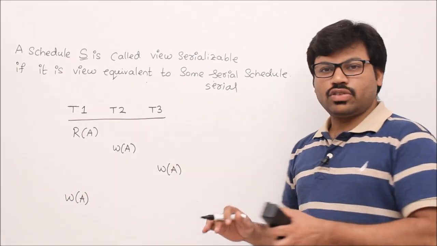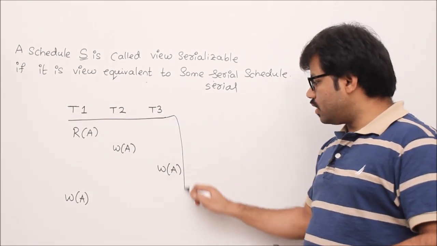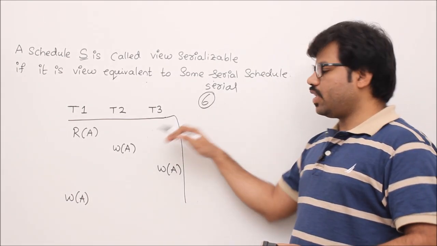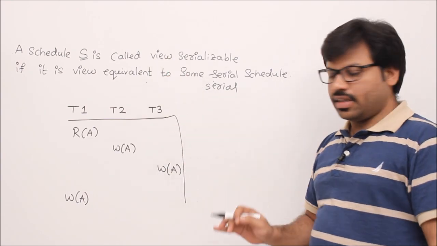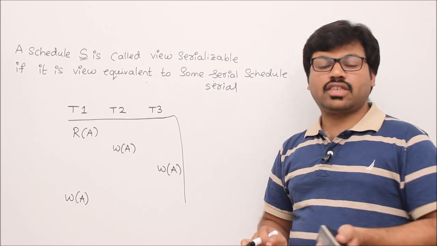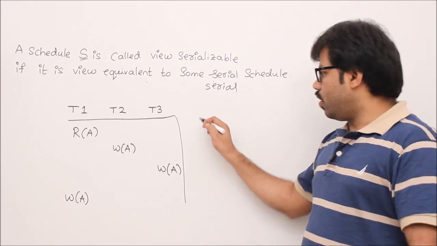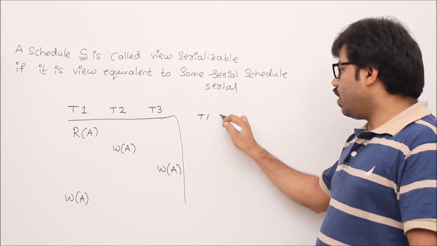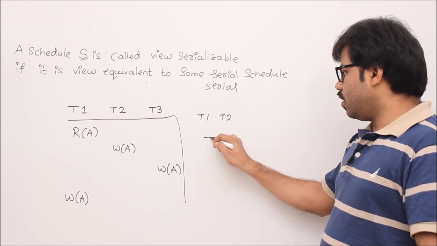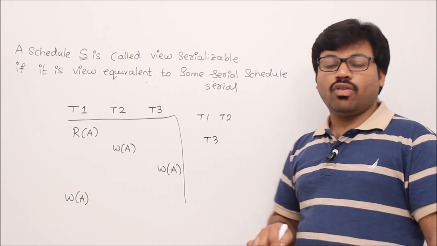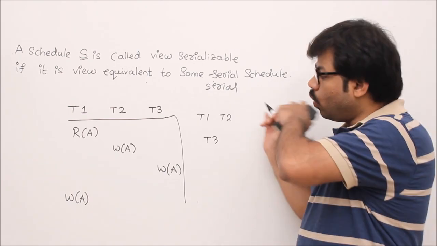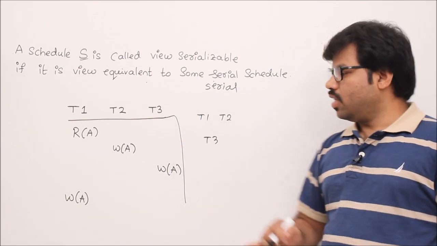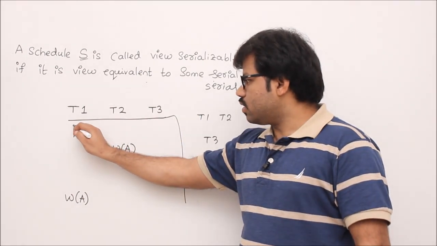Again for this also, rather than going for 6 possible combinations, I don't check with every combination. That is actually the general method. Rather than that, we try to eliminate some of the serial schedules which are not at all possible. For that, we do like this: T1, T2, T3. This graph is going to help. What are the potential serial schedules which are going to be equivalent to this one, right? So let's do that. For that, we use conditions.